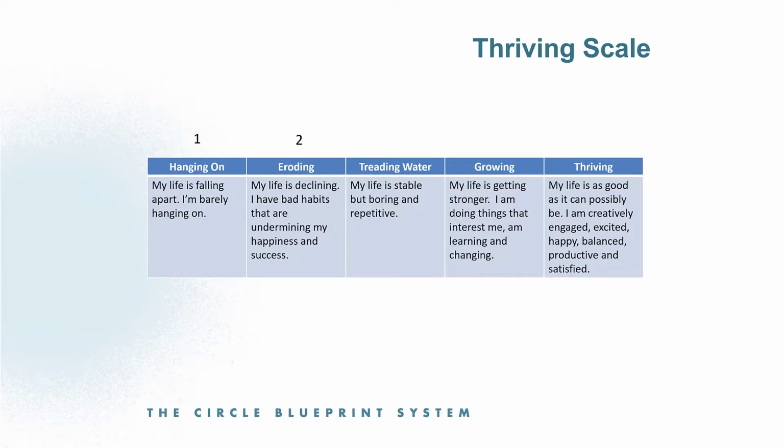Give yourself a 3 if you're treading water. Treading water means your life is stable, but it's probably boring and repetitive. It's a little bit like living in the movie Groundhog Day, where every day kind of feels the same. Today is like yesterday. Tomorrow will be like today.